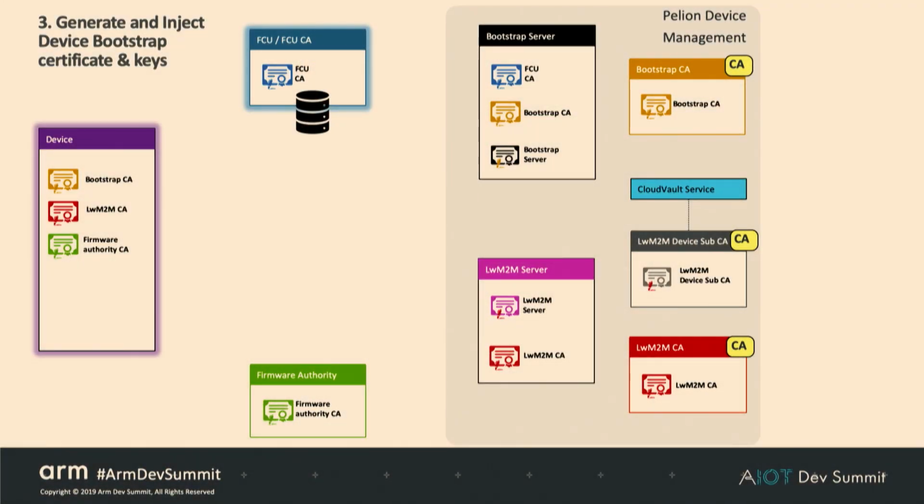Now, generate and inject device Bootstrap certificate and keys. There are 2 ways you can do this. The best way is to spend enough money on proper hardware for your device so your device is capable of generating public-private key pairs. In which case, your device will generate a public-private key pair, generate a certificate signing request, and send it to the factory configurator utility.